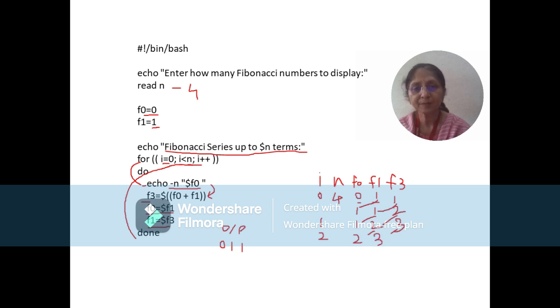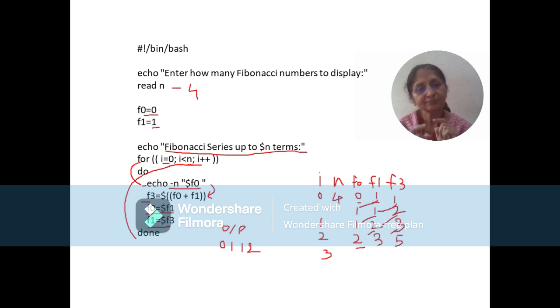Control goes back. I plus plus. I becomes 3. Is 3 less than 4? Yes. The control comes down to the echo statement. Echo says echo F naught, dollar F naught. What is there in F naught? 2. So it displays 2. Okay. From here again the control comes down. We are calculating the next value of the Fibonacci series. What does it say? F naught plus F1. So 2 plus 3 is how much? 5. So now the value of F3 is 5.